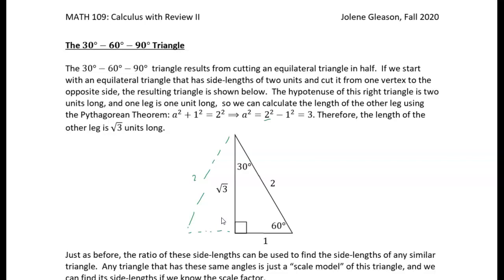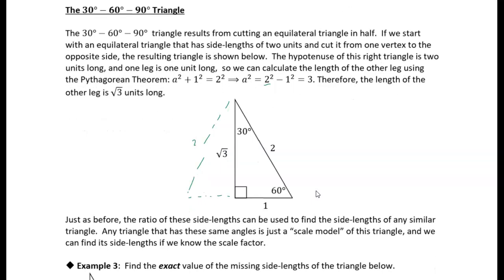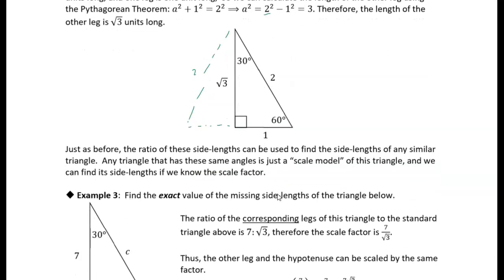But remember, the longest side is the hypotenuse, and 2 is greater than square root 3, so 2 is the hypotenuse. I always think of it as 1, 2, square root 3. That's the standard ratio for a 30, 60, 90 triangle, but just keep in mind that 2 is the hypotenuse. Any 30, 60, 90 triangle is basically a scale model of this standard 30, 60, 90 triangle. So we just need to find the scale factor, and then we can scale it up or down to find the other sides.